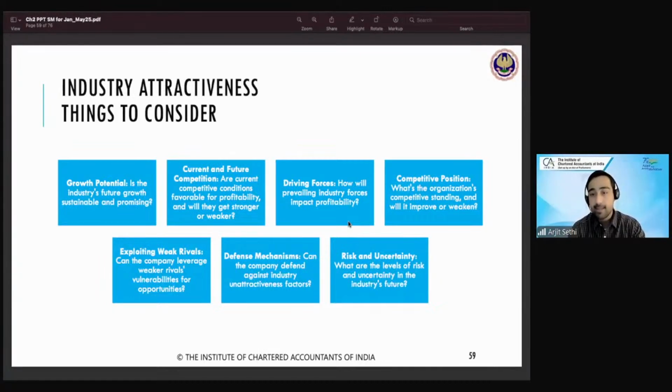Risk and uncertainty. Okay, what are the levels of risk and uncertainty in the industry's future? What's happening there? How risky is the business, right? For example, EV, we were talking about electric vehicles, we were talking about how risky is the business. Is it going to fly in the future or is it not going to work in the future? That's the risk and uncertainty. Any technology, new pharma technology, new thing that you bring into the business and you feel maybe this is just not going to work because it's too new for the business or the people.